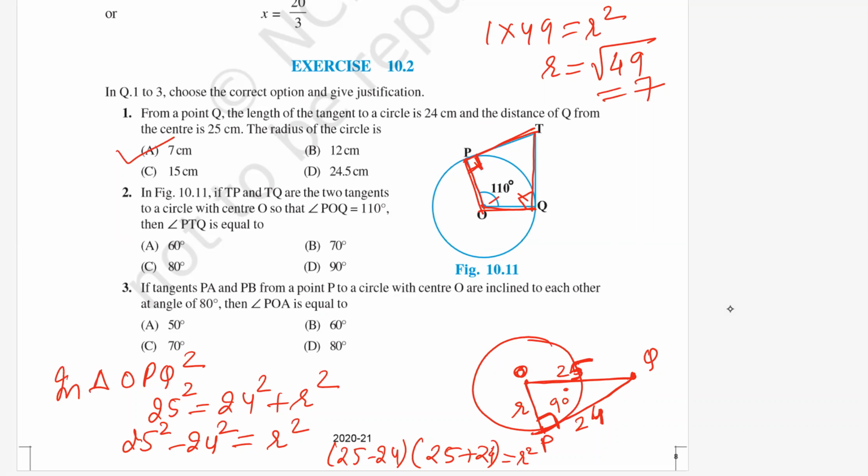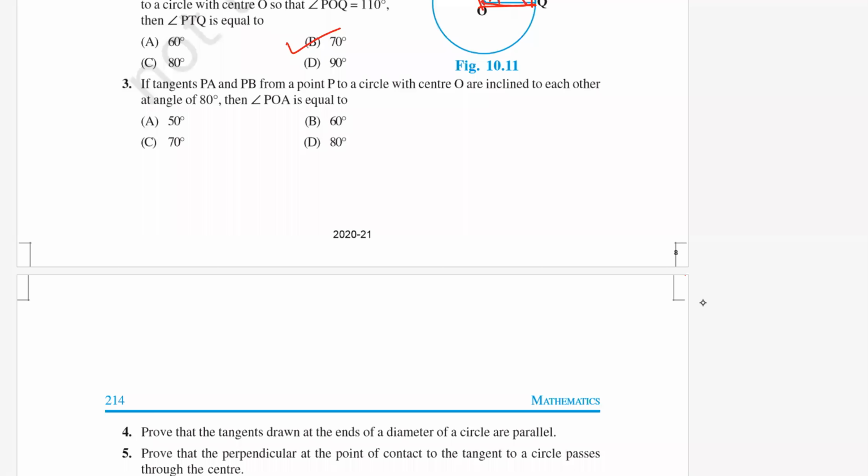और this and this are actually 180, तो इन दोनों का सम भी 180 होना चाहिए. तो 110 plus something equals to 180. So the answer is 70. Is it clear? Yes, ma'am. Okay, Hardik also got the answer.